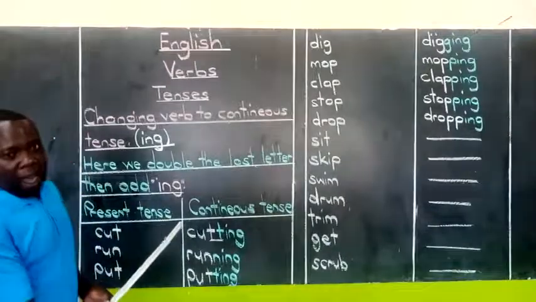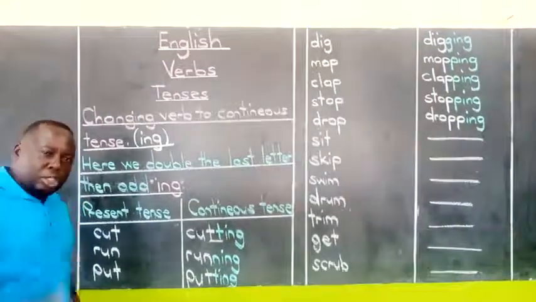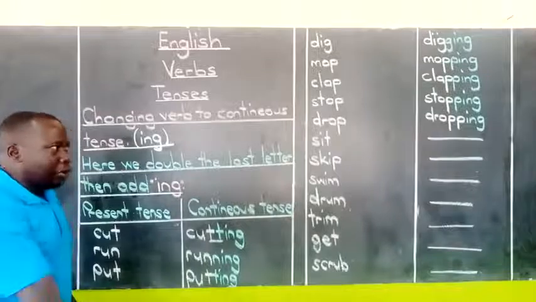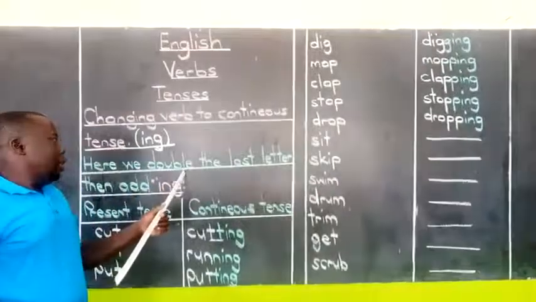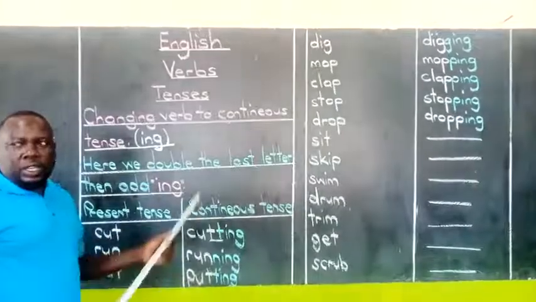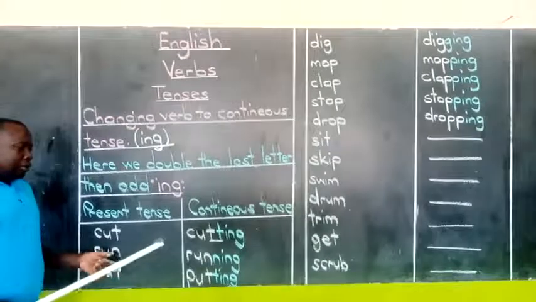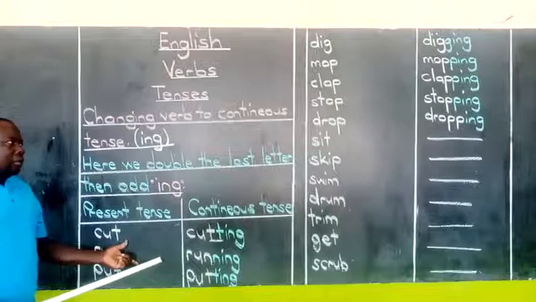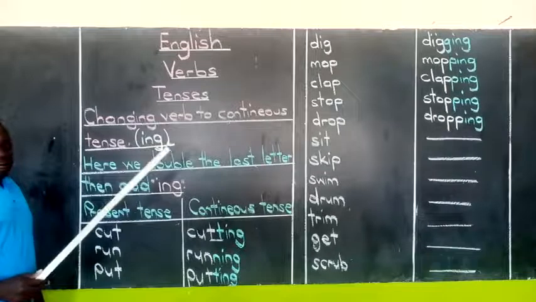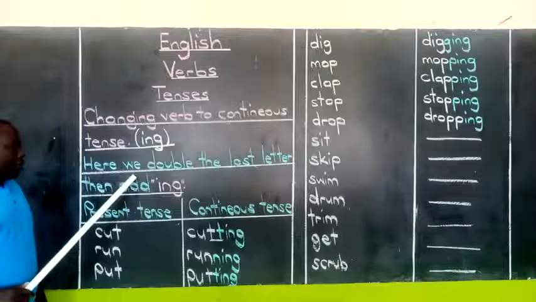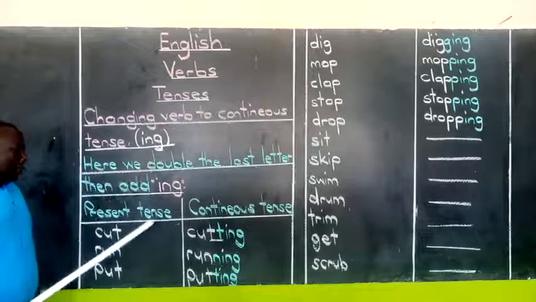Make your table bigger. Don't end here where I've ended. You can continue. Ask them. They tell you. You write. You change it to continuous tense, following the instruction here that you double the last letter. So let us read it through and we see. Changing verbs to continuous tense. I've said in this group we double the last letter.